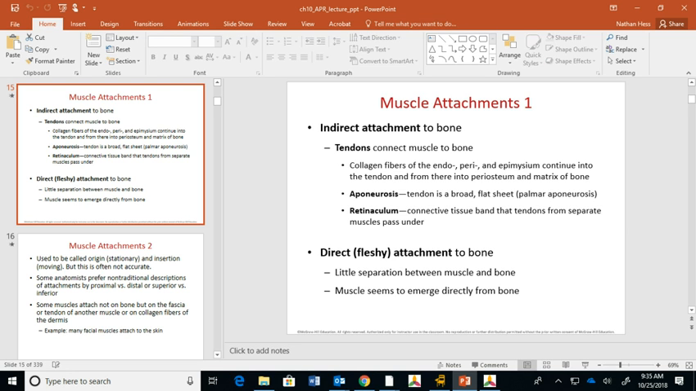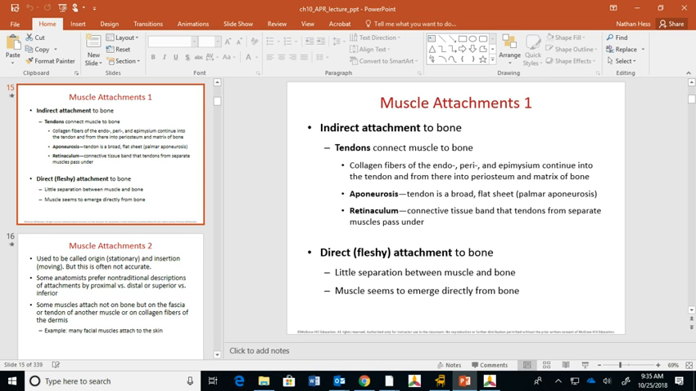There are some other pieces, aponeurosis, retinaculum. I didn't put those on your study guide. These are just more connective tissue that either helps separate the muscles from the bone or helps hold the tendons in place. You have this really thick band of tissue that goes right around your wrist. It's called the retinaculum, that basically holds all those tendons in place so they don't just go flying all over the place.